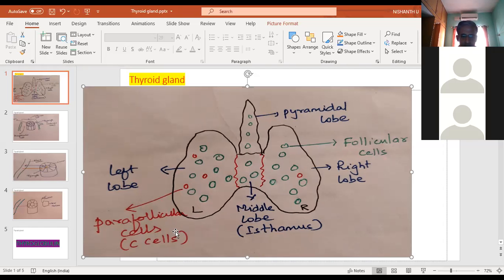Right now we are not going to discuss anything about parafollicular cells. We are concentrating only on follicular cells, which are concerned with the synthesis of T3 and T4. These are the two thyroid hormones.